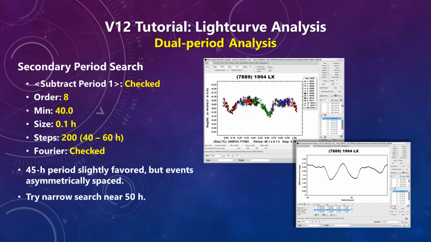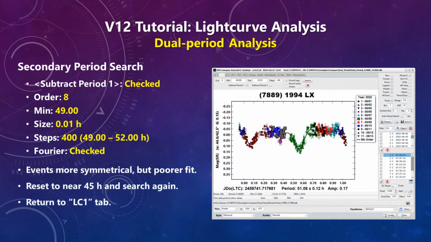When in doubt, check it out. This means staying on the LC2 tab and running a narrower search near 50 hours. The events are more evenly spaced, but the fit to the data is not as good. Session 4 at about 0.37 phase doesn't fit the curve at all.